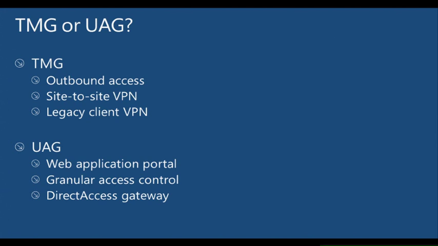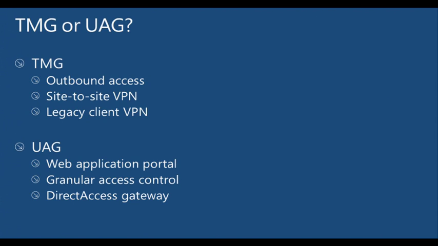Also, with regards to legacy client VPN, you can do this somewhat in UAG, but with TMG, it's much better. And when I say legacy client VPN, I'm talking about the VPN client that's built into the operating system, just the dial-up networking components there. They tend to work a lot better with TMG. TMG supports PPTP and L2TP over IPsec, where UAG does that using SSL and TLS. What we find is it sometimes tends to be a little bit more efficient with TMG.